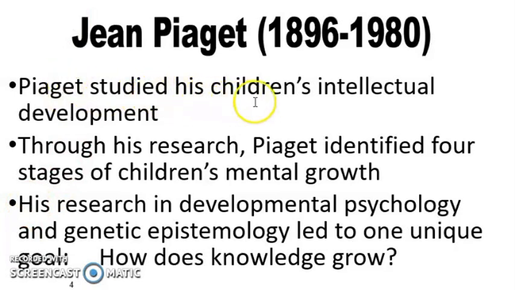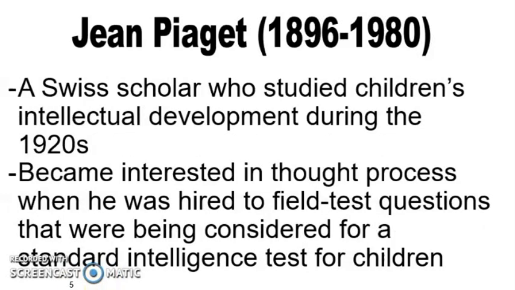Piaget studied his children's intellectual development first before he made experiments from other children. Through his research, Piaget identified four stages of children's mental growth. His research in developmental psychology and genetic epistemology led to one unique goal, and he became curious of this question: how does knowledge grow in a person?